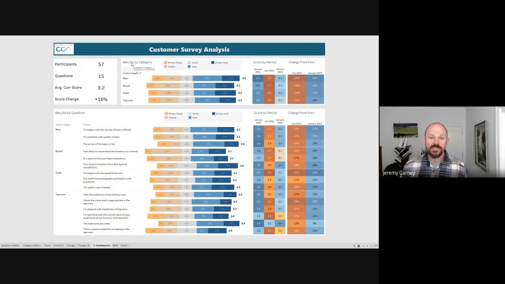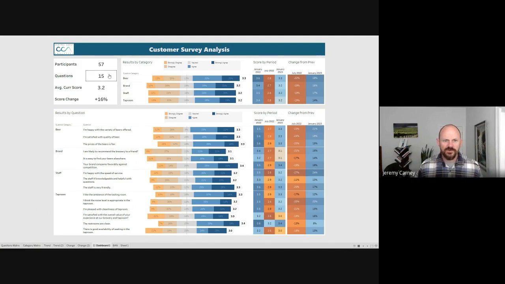Okay, off to the right, we're going to look at the different categories. We broke this survey, again, 15 different questions or statements, down into 4 different categories. Looking at the beer, we had some questions based on the beer you offer, then the brand. Then there's the friendliness and knowledgeability of the staff. And then finally, we have their tap room experience.